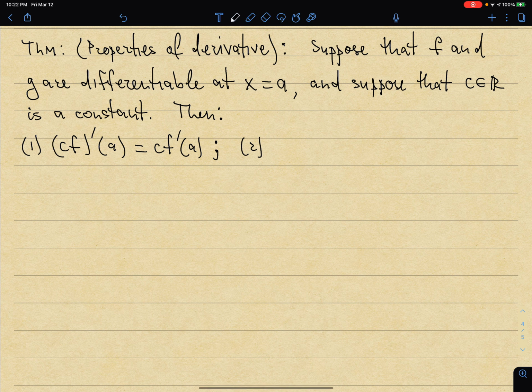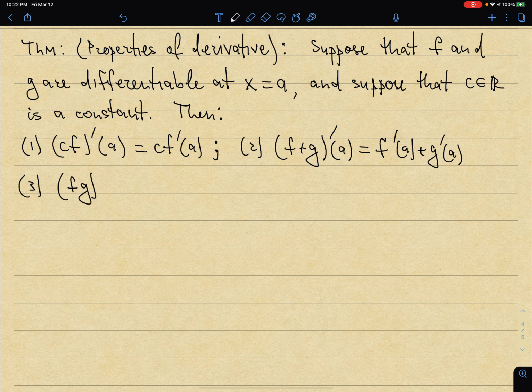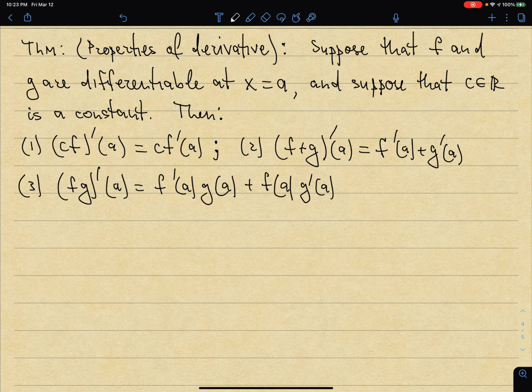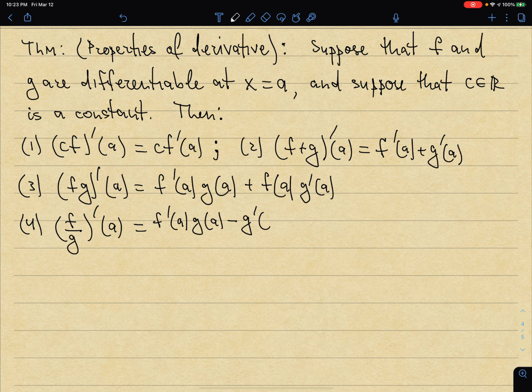Number two, f plus g prime of a, the derivative of the sum, must be the sum of derivatives: f prime of a plus g prime of a. And then we have the product rule. f g prime of a is f prime of a times g of a plus f of a times g prime of a. And then we have finally the quotient rule, number 4. f over g prime at a is equal to f prime of a times g of a, minus g prime of a times f of a, divided by the square of g of a.